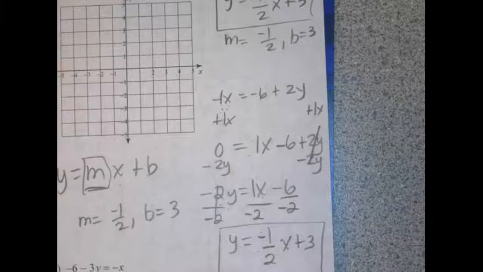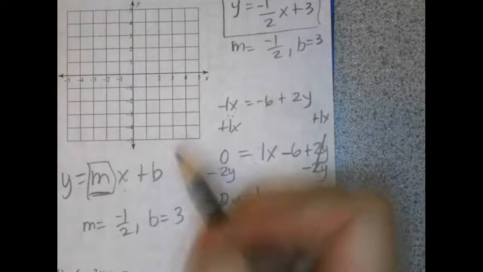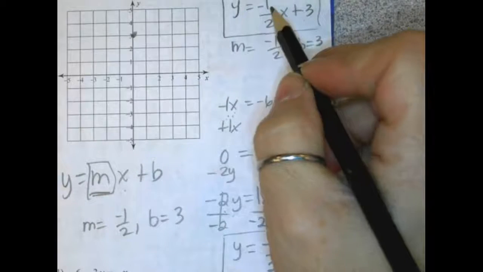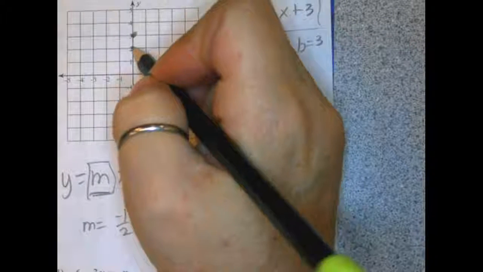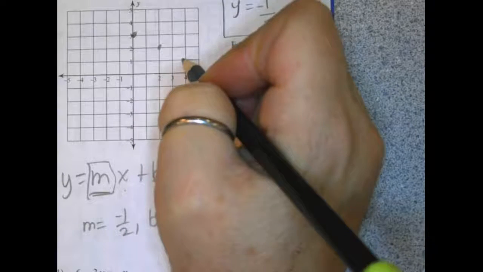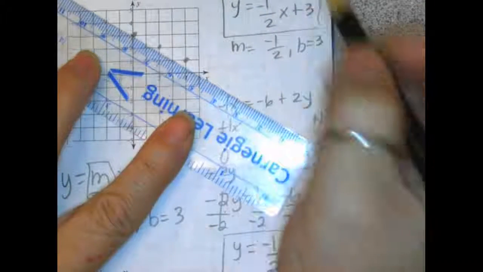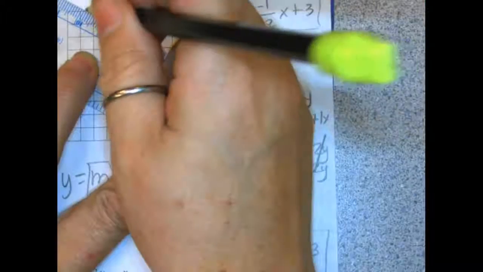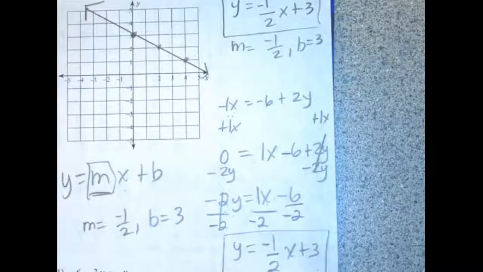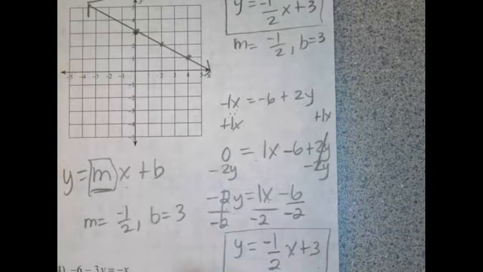Well, let's graph them, okay? Let's just see what that gives me. So my starting point is going to be positive 3, right? My slope is negative 1 over 2. So negative 1, right 2, right? Negative 1, right 2. All right, so let's go ahead and graph that and put that line there. Now I'm going to graph this one. What's my starting point? 3. So I'm going to go here.